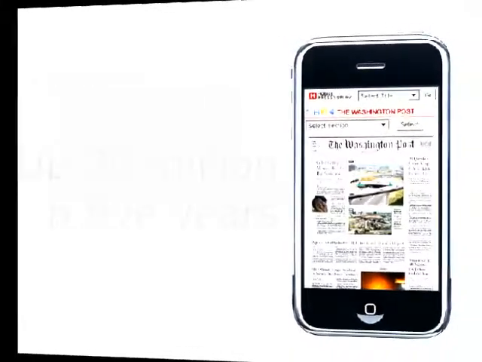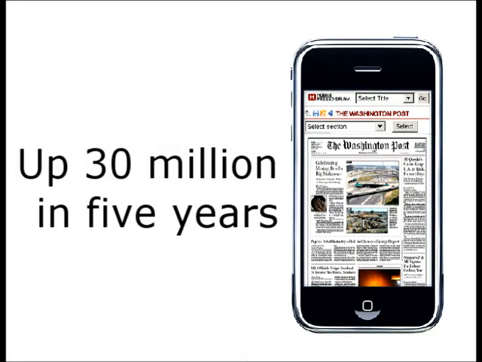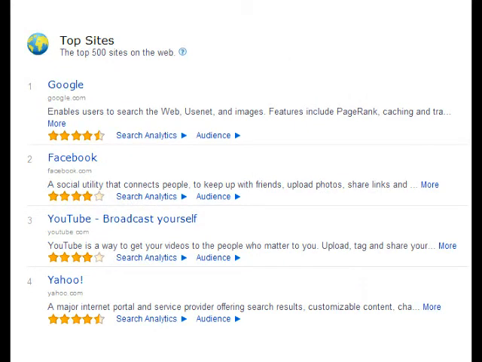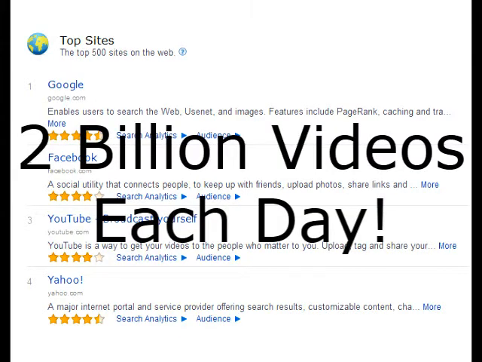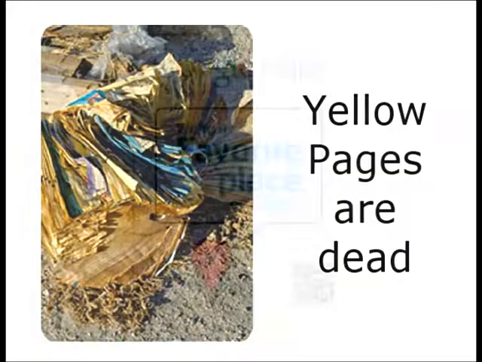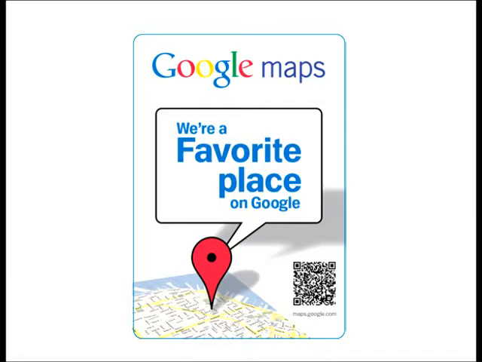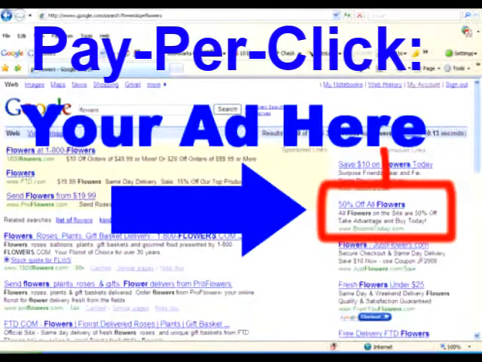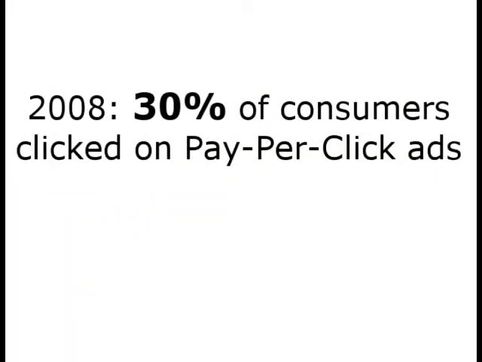On the flip side, readers of online newspapers are up 30 million in the last 5 years. YouTube is ranked #3 behind Google and Facebook with the most online visitors. And YouTube is listed as the #3 largest search engine with over 2 billion videos viewed every day. Printed yellow pages are obsolete and losing their online advertising battle. Google Places has now become the new yellow pages. Traditional online advertising with pay-per-click ads and database advertising in local areas has also taken a hit. In 2008, it was reported that 30% of consumers would click on pay-per-click ads.